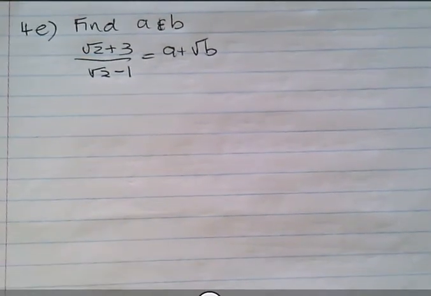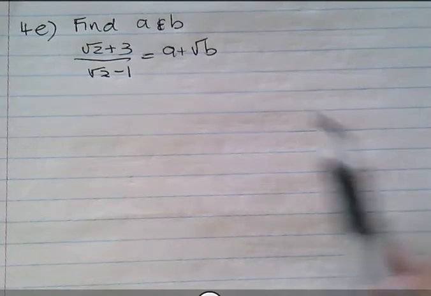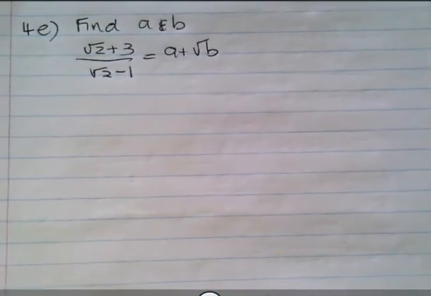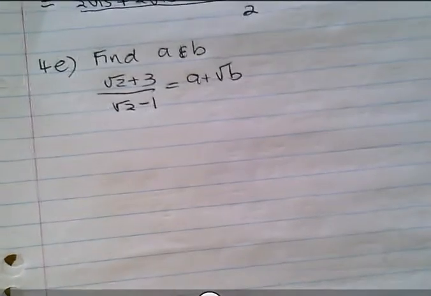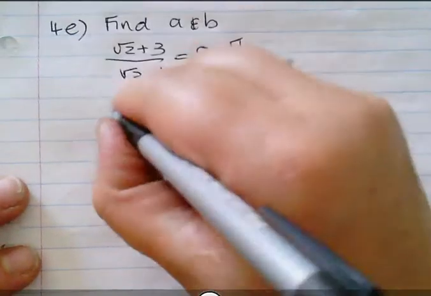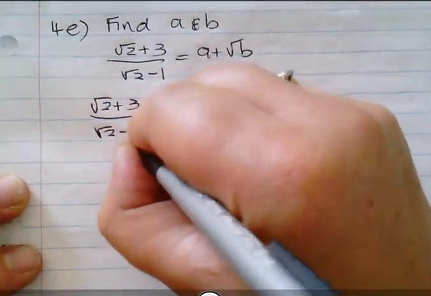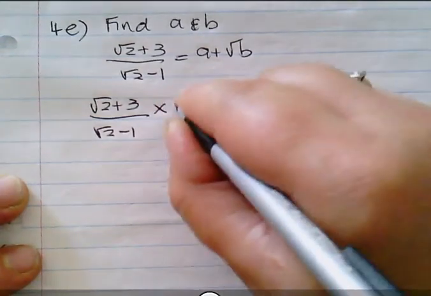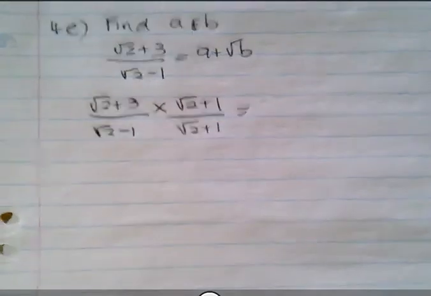Find A and B. What do you think you've got to do? See, A and B, there's no denominator there, so we're going to have to rationalise. So let's start with our left-hand side. Root 2 plus root 3 plus 3 over root 2 minus 1. So we're going to multiply that by root 2 plus 1 over root 2 plus 1. I'll just give you a minute to do that.